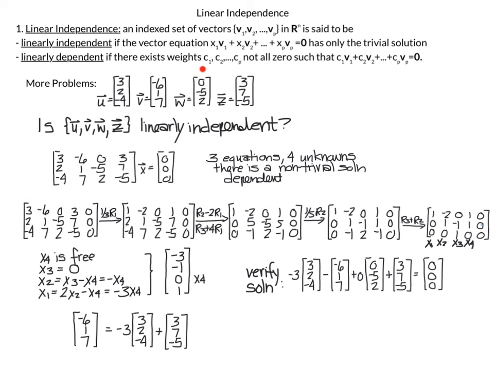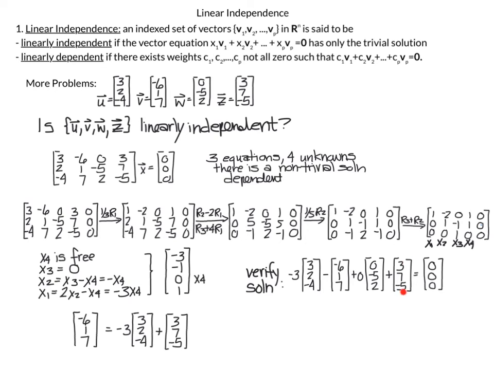Here, remember, w is not playing a part in our solution for dependence. I chose to write everything in terms of negative 6, 1, 7, because I figured I could just move it to the other side. And then I would have negative 6, 1, 7 is equal to negative 3, 3, 2, negative 4, plus 3, 5, and 3, 7, negative 5.